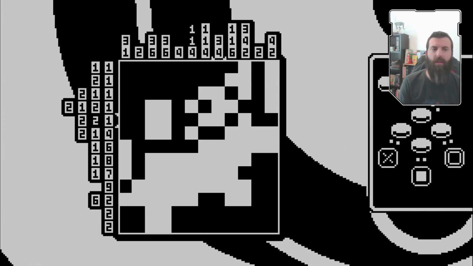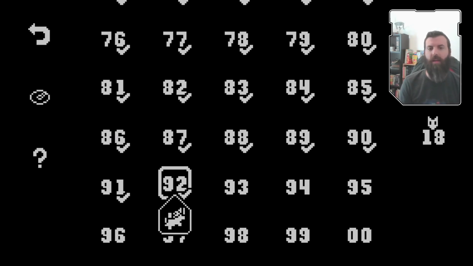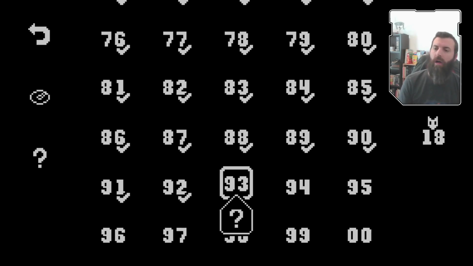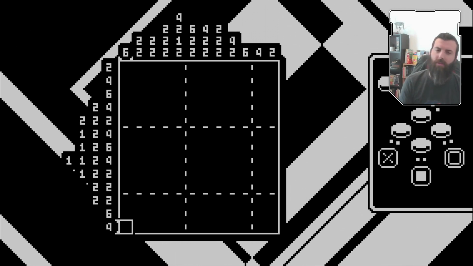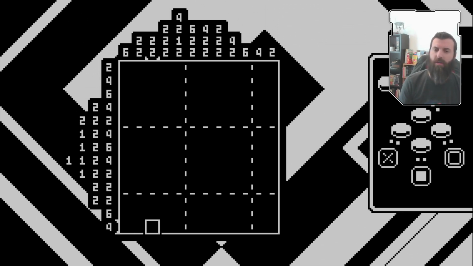There we go. Nonogram 92 in the bag. It's the last piece of the broken cog, I believe. Oh, on to Nonogram 93. Nonogram 93 is 12 pixels wide by 13 pixels tall.